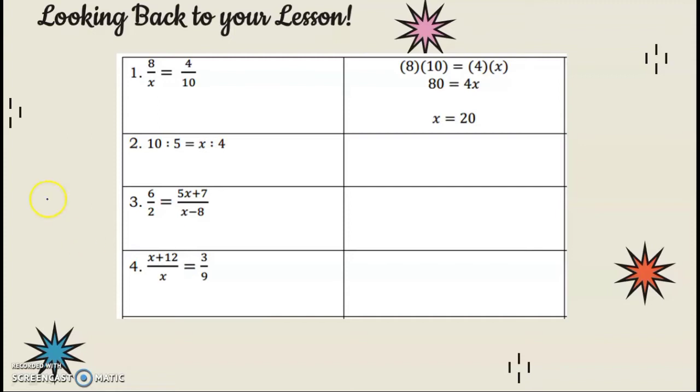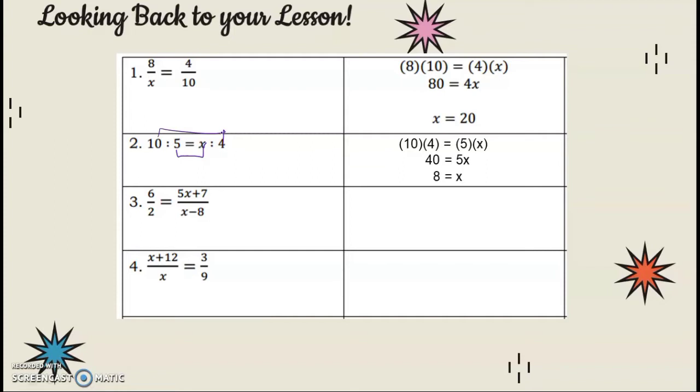So, for number 2, all you have to do is to multiply the means and then equate it to the product of the extremes. So, we have 10 times 4 is equal to 5 times x. So, 40 is equal to 5x, then we divide both sides by 5. So, the answer is 8.